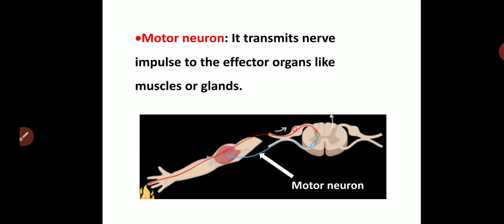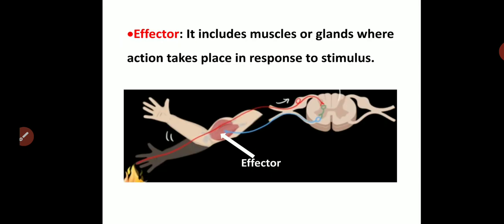And that is the motor neuron, the blue color line you can see in this diagram. The information from the association neuron is passed on into the motor neuron. And the motor neuron takes the information to the muscles, that is the effectors. These effectors work and bring out the response. They contract and pull away the hand from the flame.